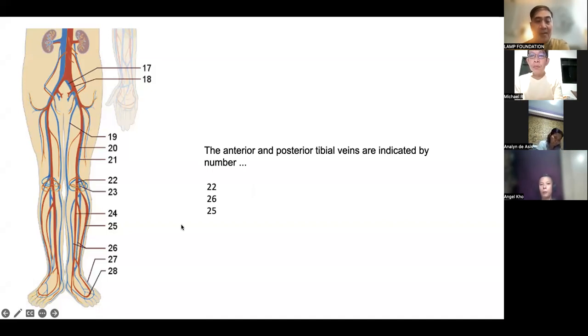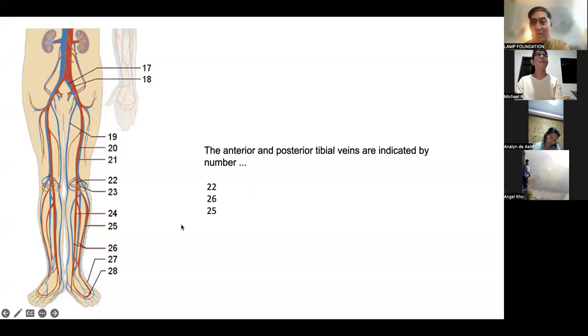Anterior and posterior tibial veins are indicated by number? Number 26. Congratulations, Ma'am Angel. Thank you. I forgot to give an assignment for Jing-River. Can you take care of Jing-River? Sige po, Doc. You have enough time. Okay, let's proceed. Good job.